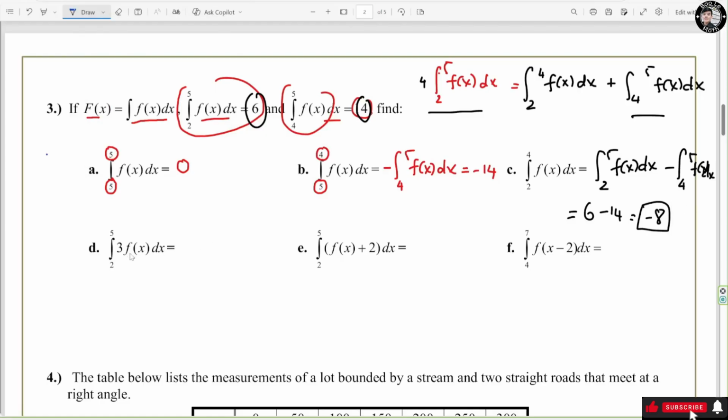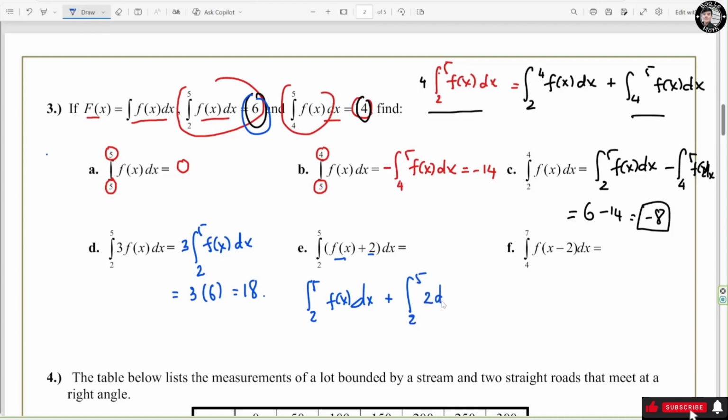Now question D. The integral from 2 to 5 of 3 times f of s ds, so it could be 3 times the integral from 2 to 5 of f of s ds, right? It's going to be 3 times 6 right here. It's going to be 18, right? Now question E. We can split this guy, right? So it turns out to be the integral from 2 to 5 of f of s ds plus the integral from 2 to 5 of 2 ds, right?